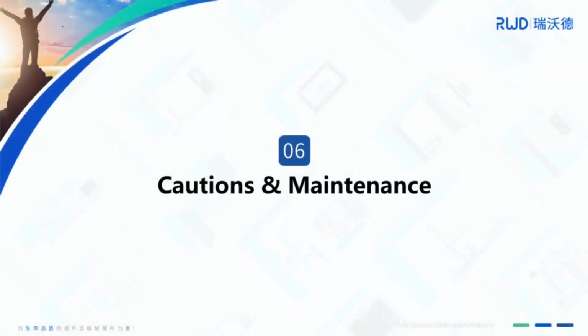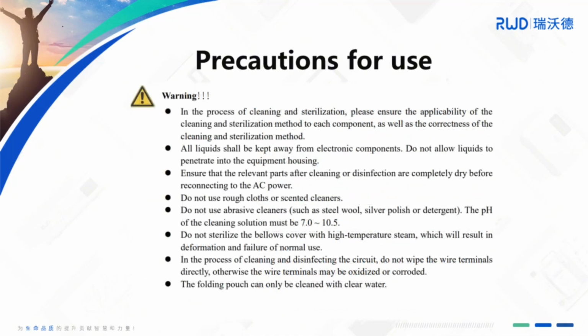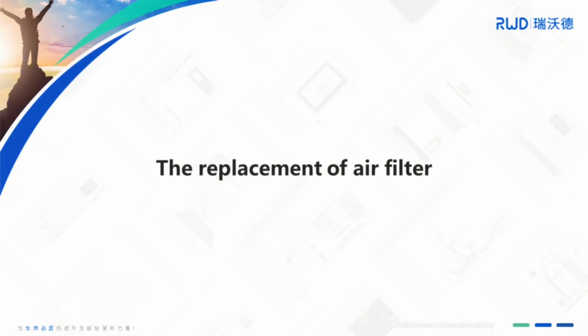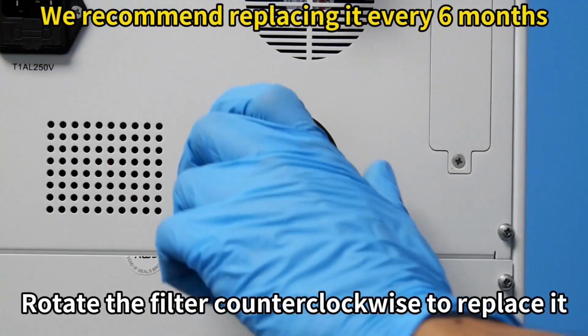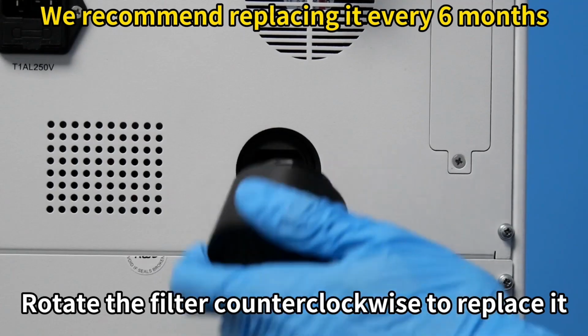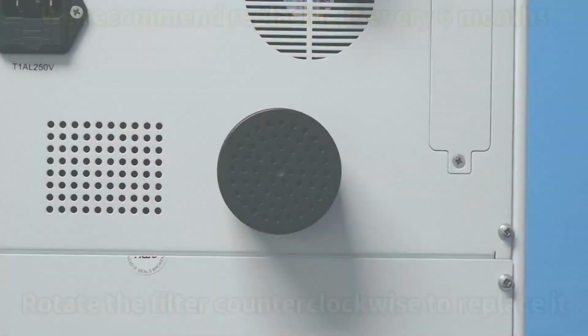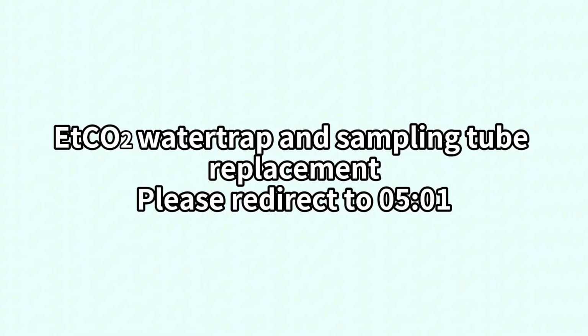Cautions and maintenance. Please check the video and read the precautions for use in detail. Rotate the filter counterclockwise to replace it. For end-tidal carbon dioxide water trap and sampling tube replacement, please redirect to 5 minutes and 1 second.